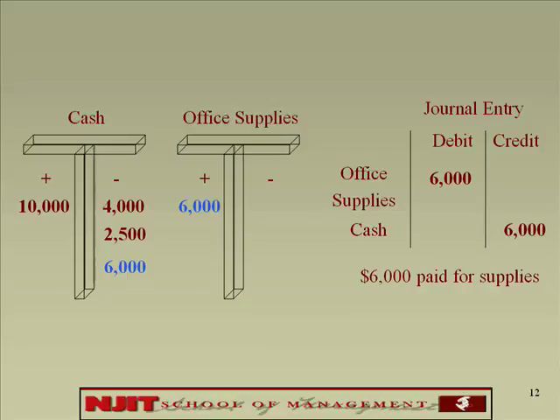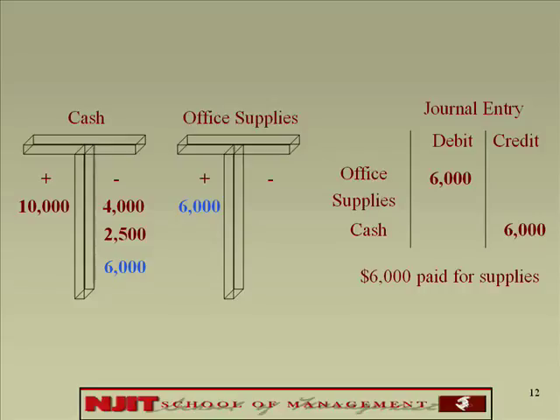The next one is, I think, the most complicated. Let's break it down very slowly. They provided services for $59,500. So they have revenue $59,500. They collected cash $40,000. So how much money do customers owe them? $19,500.